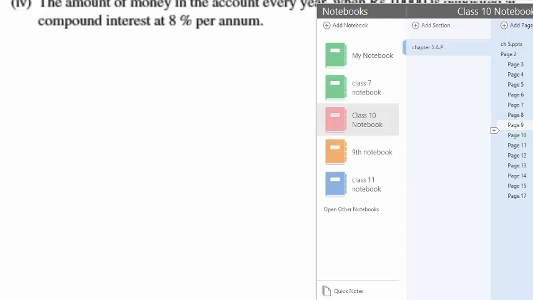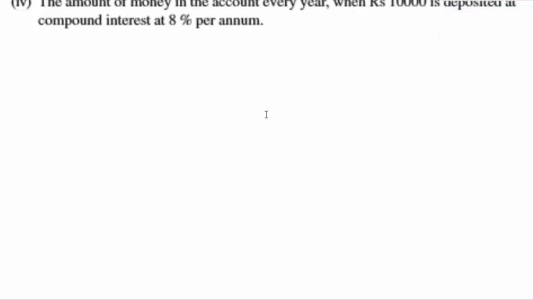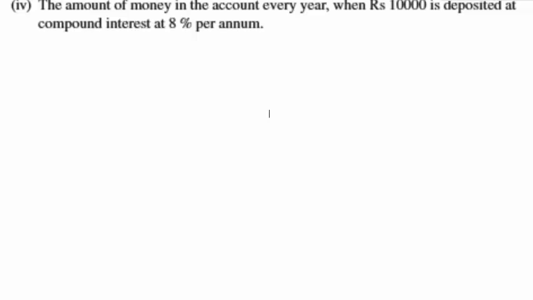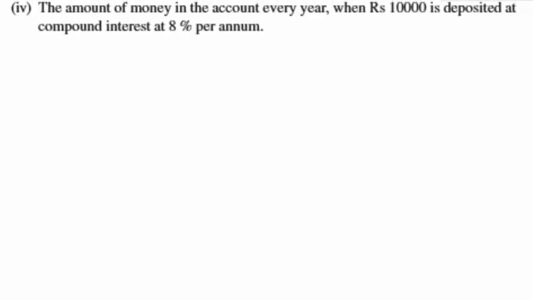And today we will discuss our next question, the fourth part of the first question, that is the amount of money in the account every year when rupees 10,000 is deposited at compound interest. Means you have to tell that the first part of the question, the given situation, is in the form of AP or not. So here we have to find the first term of the amount.